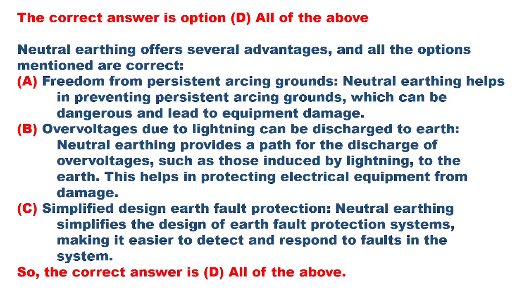A neutral earthing provides a path for the discharge of overvoltages, such as those induced by lightning, to the earth. This helps in protecting electrical equipment from damage. Option C, simplified design of earth fault protection. A neutral earthing simplifies the design of earth fault protection systems, making it easier to detect and respond to faults in the system. Therefore, the correct answer is option D, all of the above.